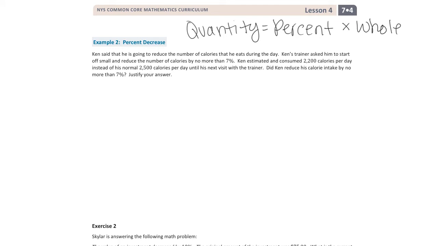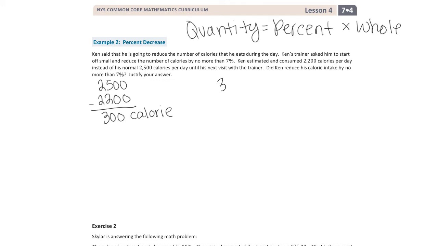Now, we need to know what our quantity is. So our quantity is when Kevin reduced his daily calorie intake by 300 calories. And we know that because he started at 2,500 and he went down to 2,200. So that is going to give us our 300 calorie deficit per day. That is going to be our quantity.